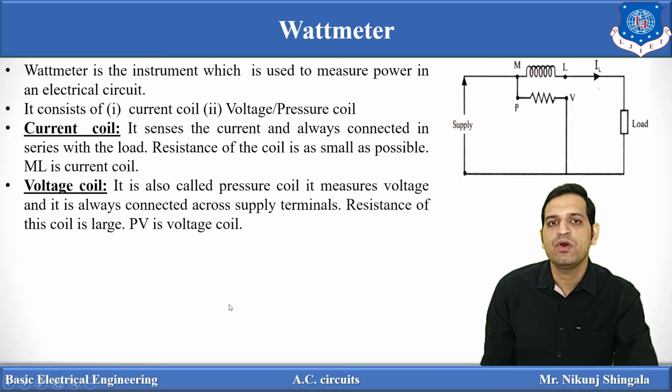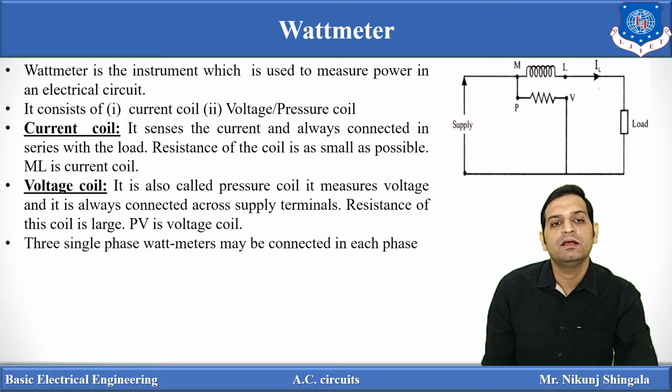Next one is the voltage coil. It is also known as a pressure coil. It measures the voltage and it is always connected across the supply terminals. So here you can see PV is a pressure coil which is connected across the supply terminals. PV measures the supply voltage and ML measures the current, and together they give the power, because power is a product of voltage and current. So the wattmeter reading will be the product of voltage, current and cosine of the angle between voltage and current.